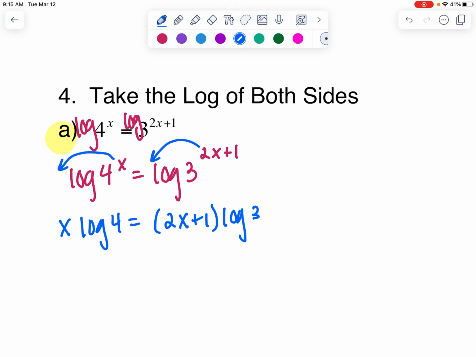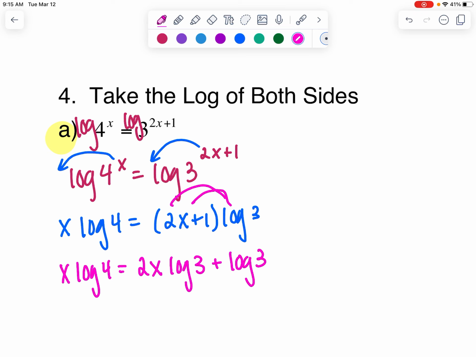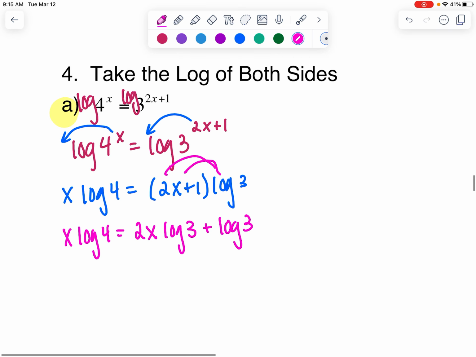Right, we see that there is a pair of parentheses, so we are going to have to go ahead and distribute these guys. So we get x log of 4 is equal to 2x times the log of 3 plus the log of 3. Right, we are trying to solve for x, so we have to go ahead and move the x terms to one side.